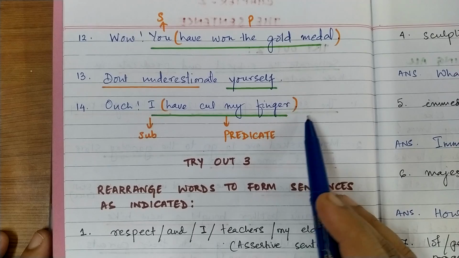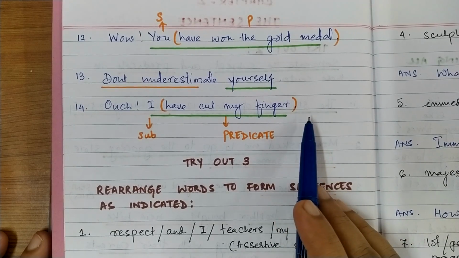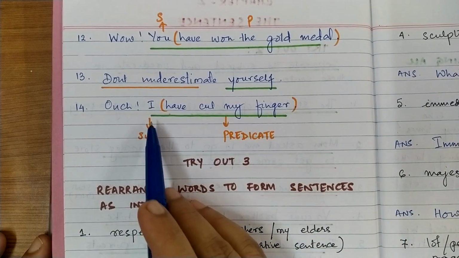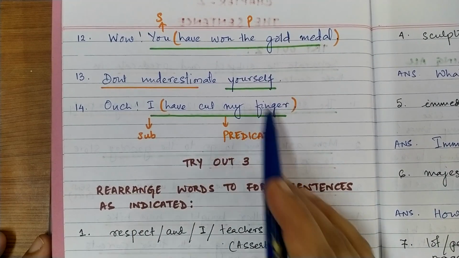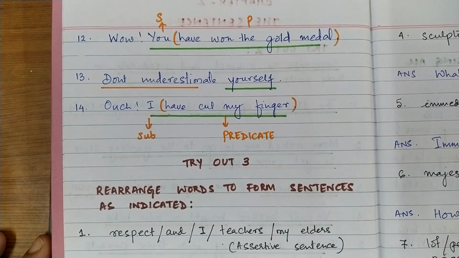Ouch, I have cut my finger. Children, this is again an exclamatory sentence in which the subject is I and what have I done? I have cut my finger. Have cut my finger becomes the predicate for the subject I.